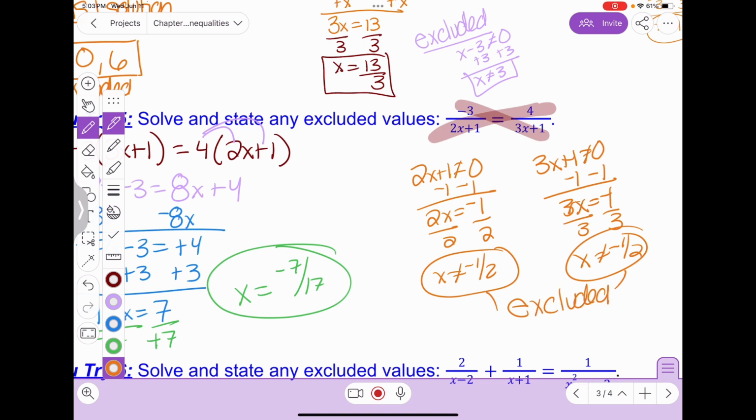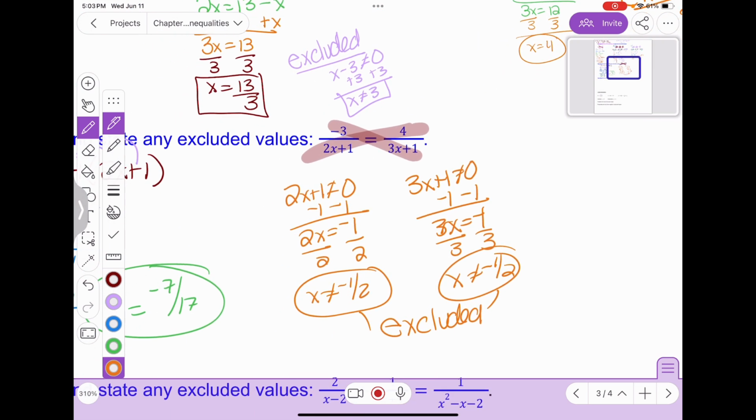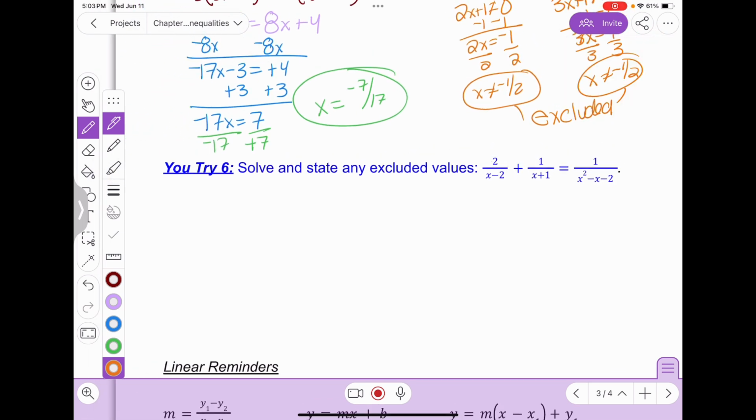I just realized I forgot to do that up here. So this one, the excluded value would be 2, because that's what would make that denominator 0. All right, try this problem. Hint, you need to factor this one.